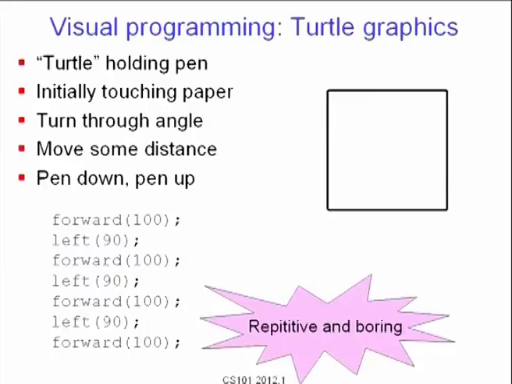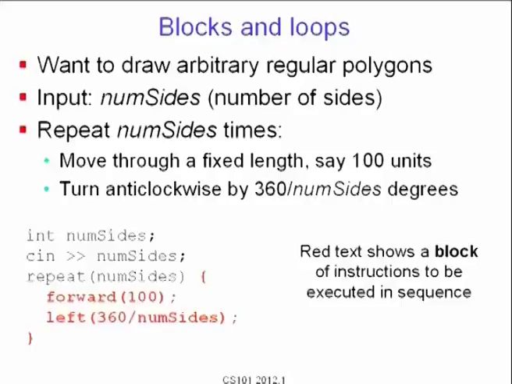Okay, so this is repetitive and boring, and so in fact you can use blocks and loops. If you want to draw an arbitrary regular polygon, then the input would be the number of sides in the polygon, and the recipe would be repeat num sides times, moving through that fixed length of 100 and then turning anti-clockwise through 360 divided by num sides degrees. And we assume here to start with that 360 can be divided uniformly, without a remainder, by num sides. If not, we'll get some weird shape.